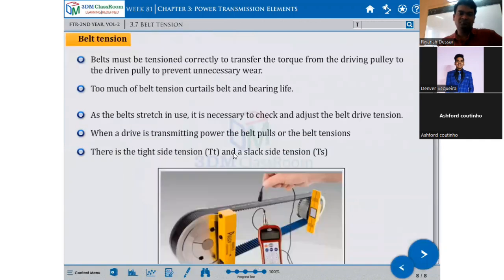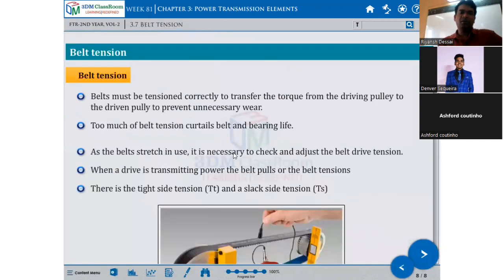Now, belt tension. How can we maintain the belt tension? Sometimes, after a long period of time while the belt is running, there are chances of slippage. The belt may slip, or the belt may wear out, and its length may vary a little bit.